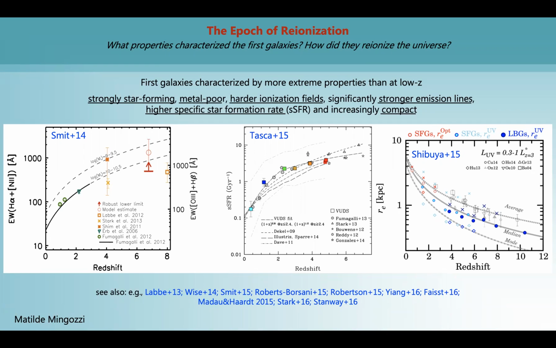Significantly stronger emission lines, and also, as you can see here in the plot on the left, they were characterized by higher specific star formation rates, and were also much more compact and of low stellar mass. So these are the characteristics that we have to look for in low redshift galaxies to find analogues.